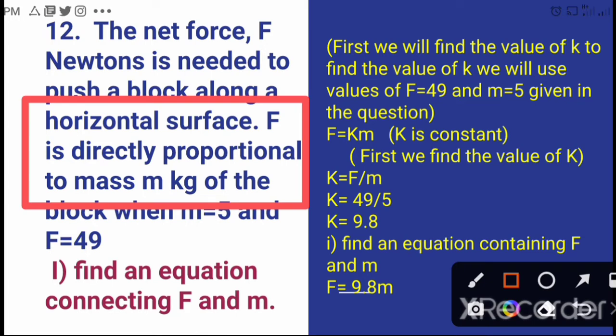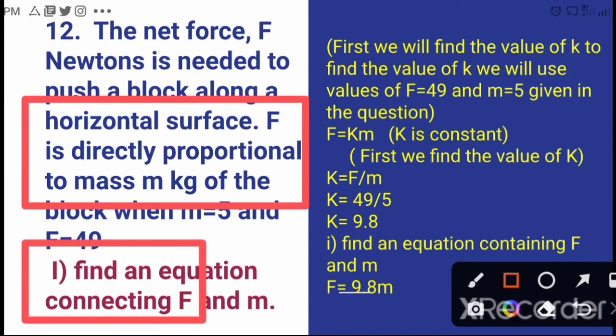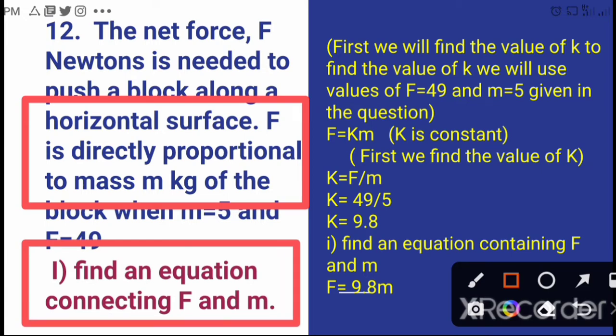So the first part of this question is to find an equation connecting F and M. We have to find the equation which is connecting F and M. In this question, we will first find the value of K, as we did in our last questions.